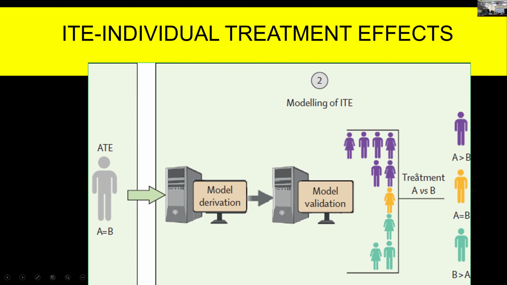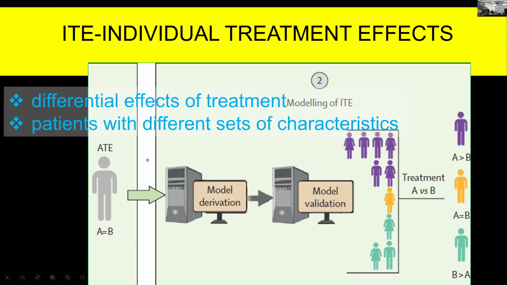Then we come to what is called individual treatment effects. So we'll say that the model says that there are three types of people: purple, orange, and green. The people in purple, A seems to work better than B. People in yellow, A is as good as B. And people in green, B is better than A. So now we have what is called individual treatment effects. So how do we proceed with this?